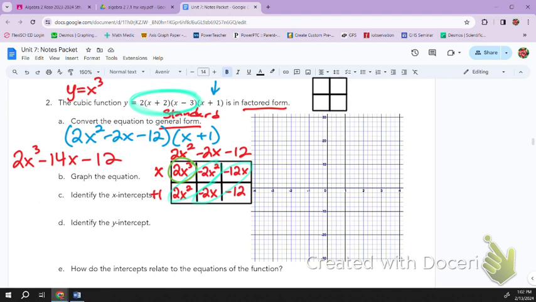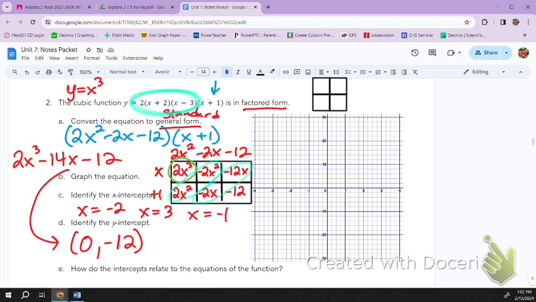So right now you're going to graph the equation. What do you predict is the y-intercept? Okay, negative 12 is your prediction. Let's graph it on Desmos and see what we get. Hopefully you figured out your x-intercepts. Negative 2, positive 3, negative 1, and now you're sketching it.